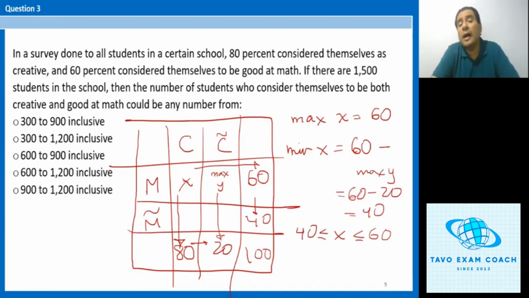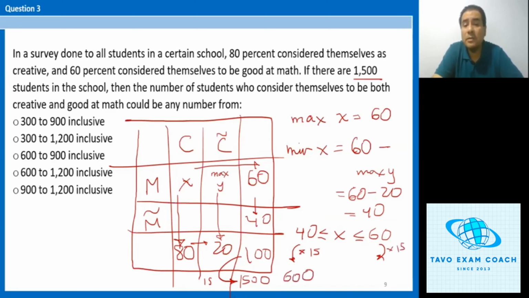But to turn it into actual quantities it would be necessary to multiply by one factor. What is the factor that can take us to the actual quantities? Here, since you just need to multiply 100 times 15 to get the 1,500 total students, just multiply here by 15. Okay, so you have 600 and 900. So the answer choice would be there, C.